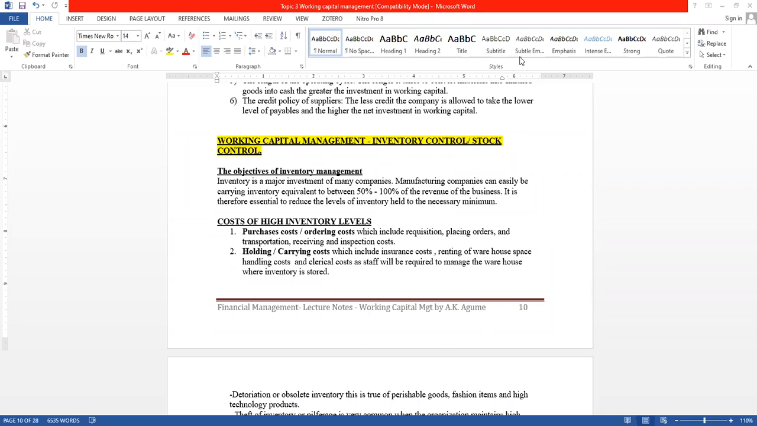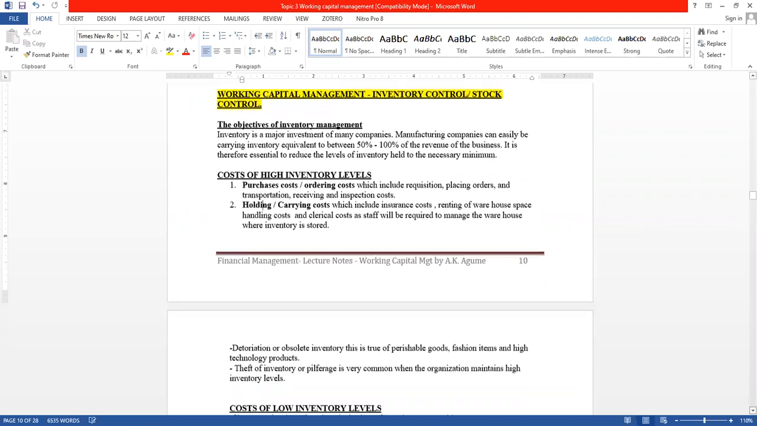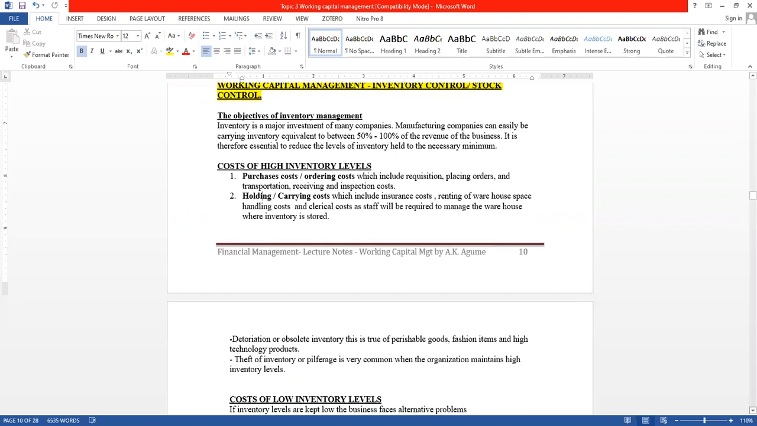Then also there is a possibility that the inventory will deteriorate or become obsolete. Especially if your inventory is mainly perishable goods, or items that may easily go out of fashion, or high technology products. And of course, you know that technology changes, okay? Then also theft of inventory.